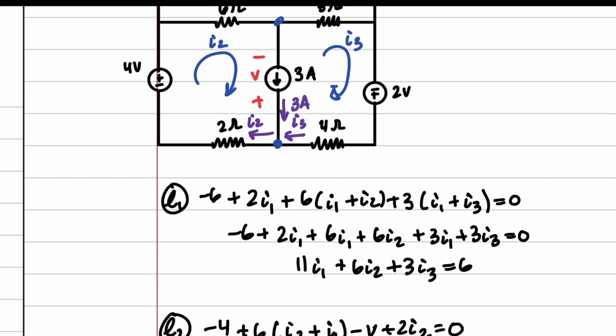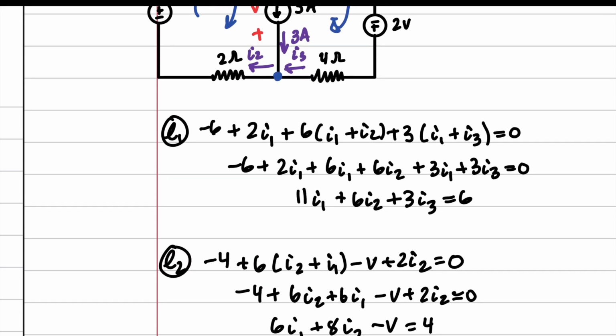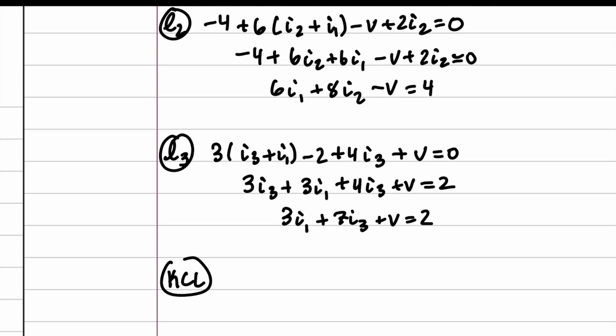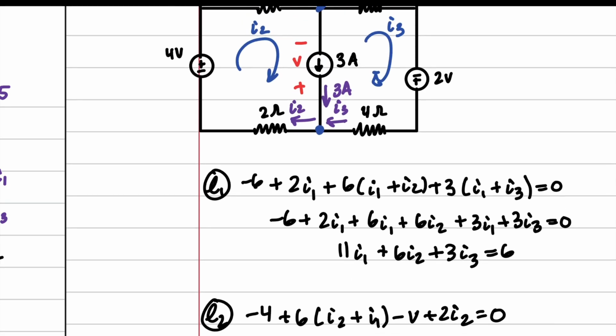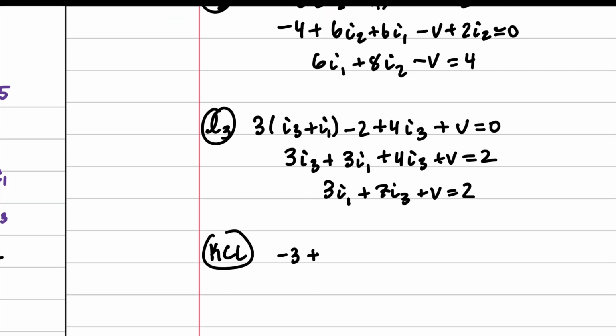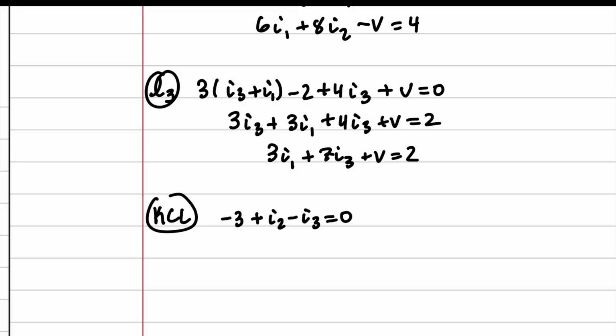So we've got 3 going out, 3 going in, plus I2 minus I3 equals 0. And we get I2 minus I3 equals 3.